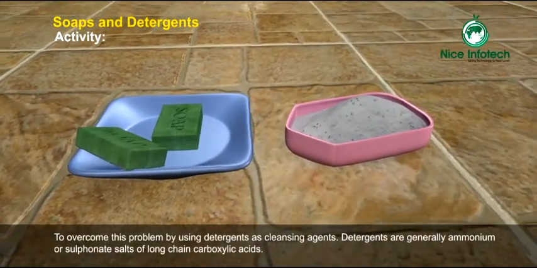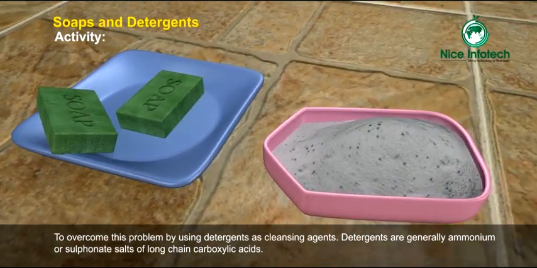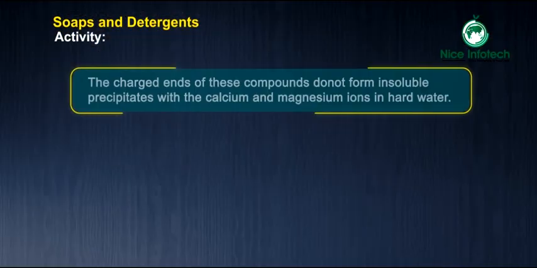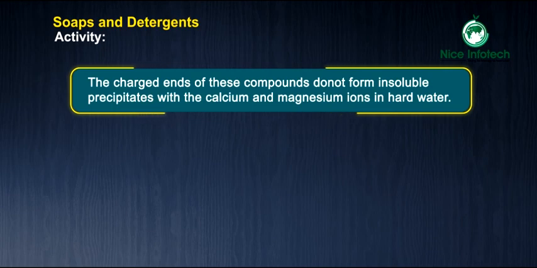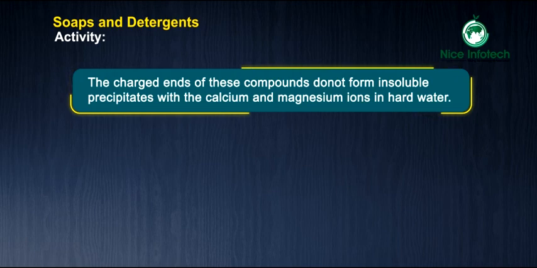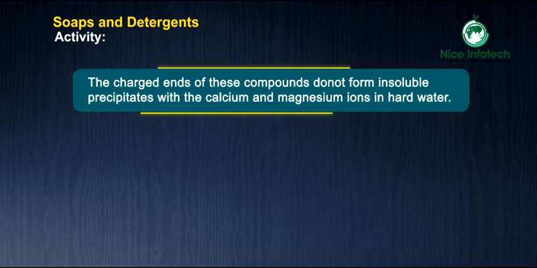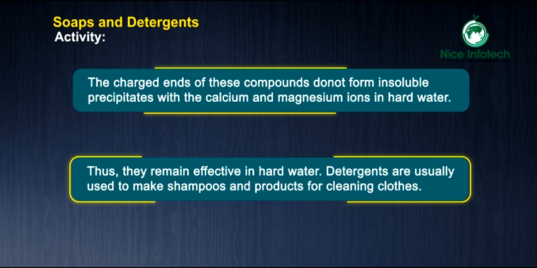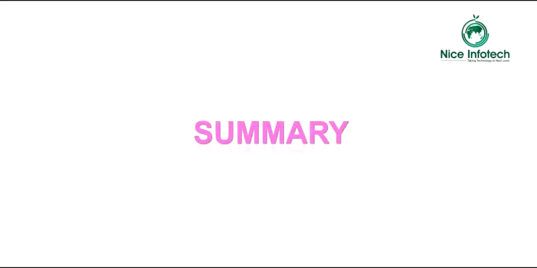To overcome this problem, we use detergents as cleaning agents. Detergents are generally ammonium or sulfonate salts of long chain carboxylic acids. The charged ends of these compounds do not form insoluble precipitates with the calcium and magnesium ions in hard water. Thus they remain effective in hard water. Detergents are usually used to make shampoos and products for cleaning clothes.